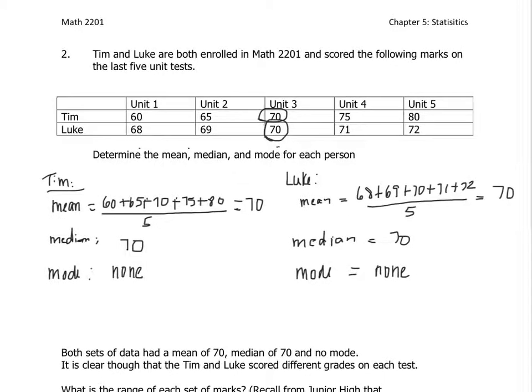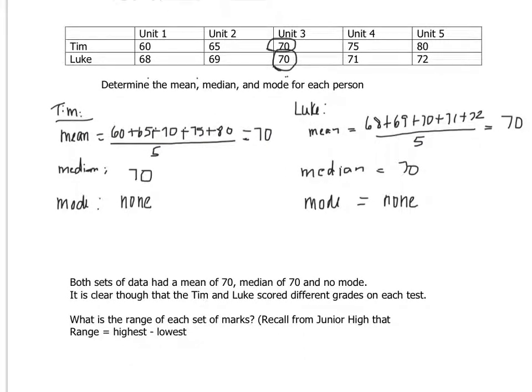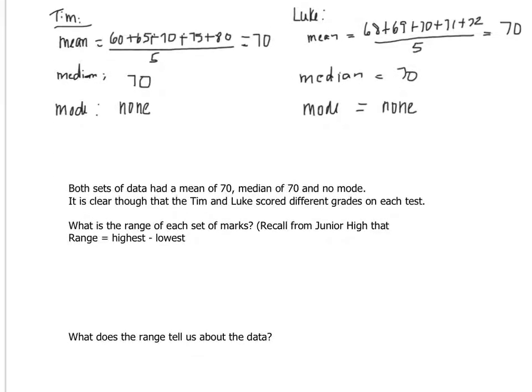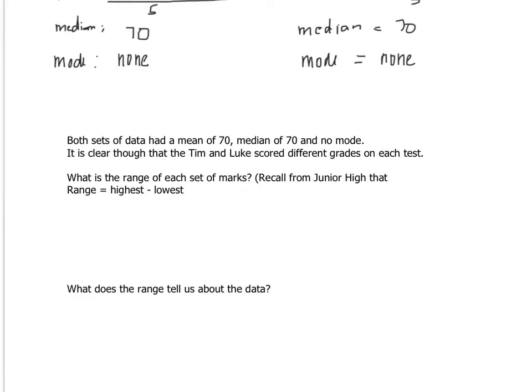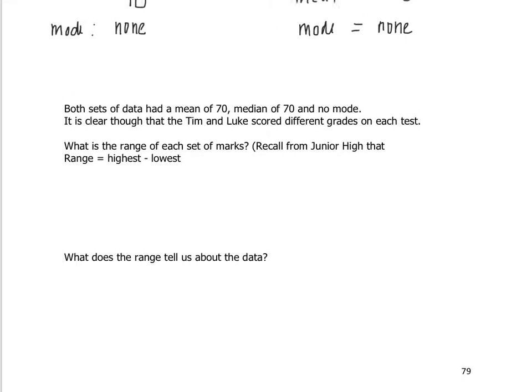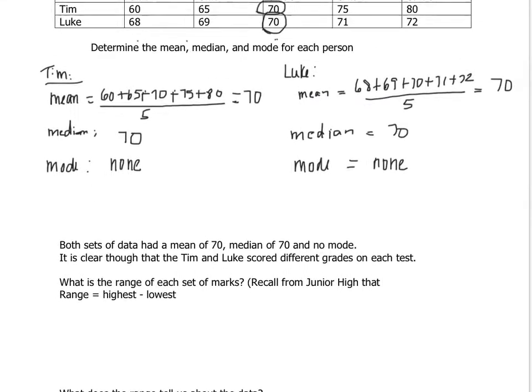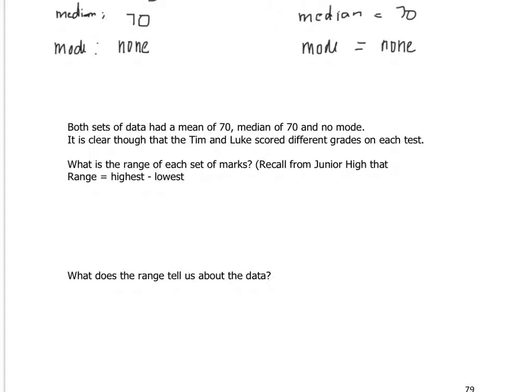So if you look at both of those sets of data, they obviously have different numbers involved, but both sets had a mean of 70 and a median of 70 and no mode. But it's clear that they did score differently on their tests. So now we're going to look at the range for each set of marks, and the range, if you remember, is just the highest mark minus the lowest mark. So I'm just going to go back for 1 minute. For Tim that would be 80 minus 60, and for Luke it would be 72 minus 68.